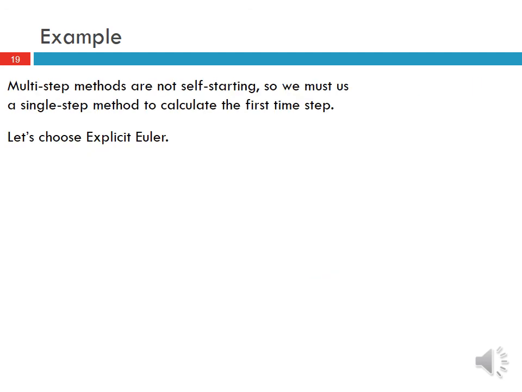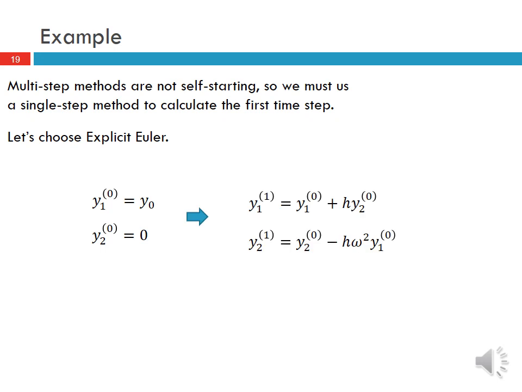So multi-step methods are not self-starting, so we must use a single step method to calculate the first time step. So let's use explicit Euler. So for our initial conditions, y1 of 0 is equal to y_0, and y2 of 0 is equal to 0. Let's use explicit Euler to find out what y1 at 1 and y2 at 1 are, as shown here. And now we can use these in both the leapfrog and the Adams-Bashforth methods and proceed from time step 2 and on.